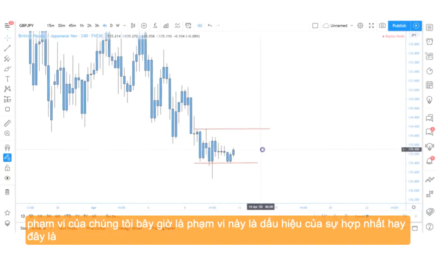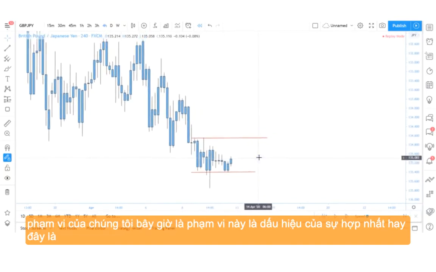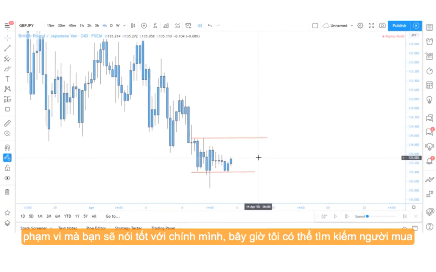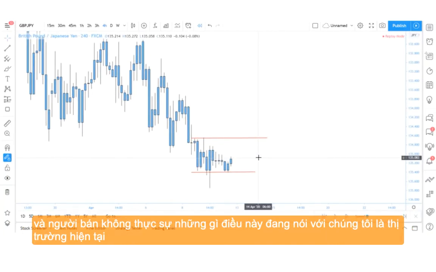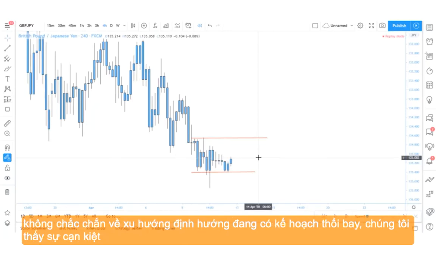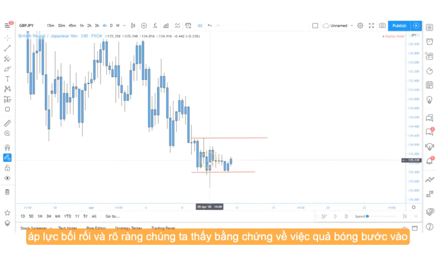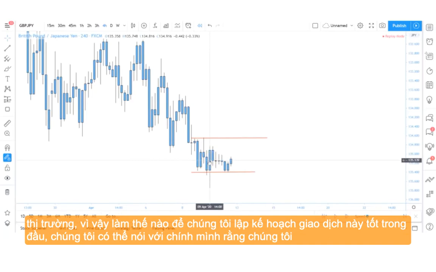Now is this range an indication of a consolidation, or is this a range where you'll be saying to yourself, well now I can look for buys and sells? Not really. What this is telling us is that the market right now is not sure which directional bias it is planning to go. We see a depletion in bearish pressure, and clearly we see evidence of bulls stepping into the market. So how do we plan this trade?